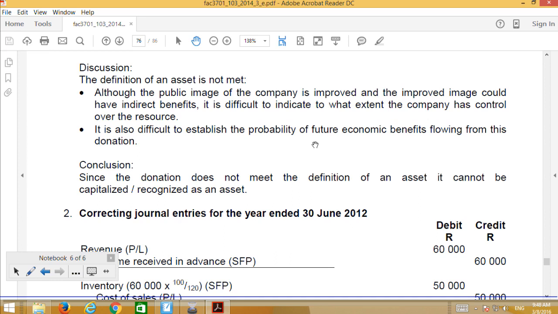And it's all about control and those future benefits that we can't establish, isn't it? How do you know how much that promotion is worth to you in terms of future benefits? You don't know. And so since it doesn't meet the definition of assets, it can't be capitalized or recognized.